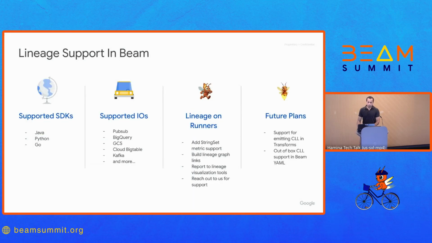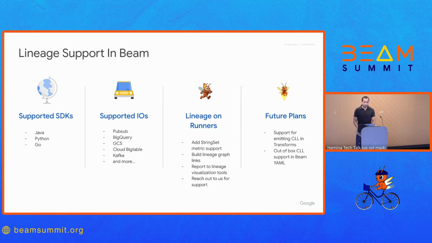So currently for lineage, we have support for asset level lineage, which we have added to Java and Python SDK so far. We are working on adding it in Go SDK. We have supported IOs which emit asset level lineage information out of the box. The support is there right now in PubSub, BigQuery, GCS, Cloud Bigtable, Kafka, and we are also working on adding a few more IOs.